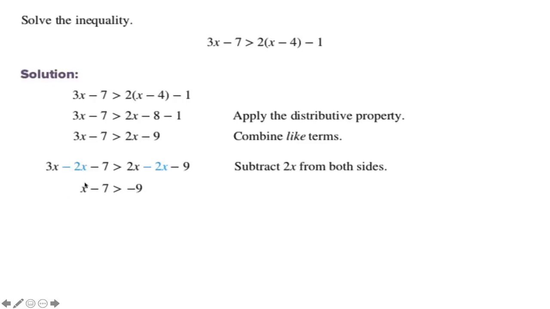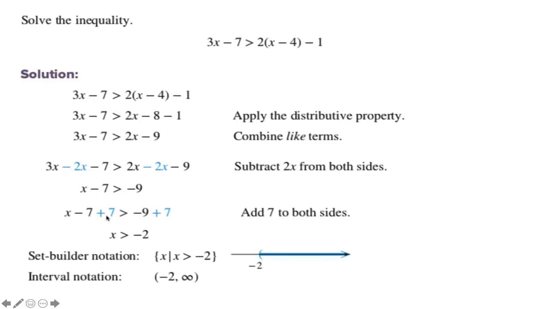Now I want to solve for x, so I'm going to add 7 to both sides. Again, since adding and subtracting preserve the inequality, I keep it the same. If I add 7 to the left, that will cancel, and I get x. If I add it to the right, I get negative 2. So x is greater than negative 2 is my solution. In other words, this is equivalent to the original. And so my solution set is all x that is bigger than negative 2.